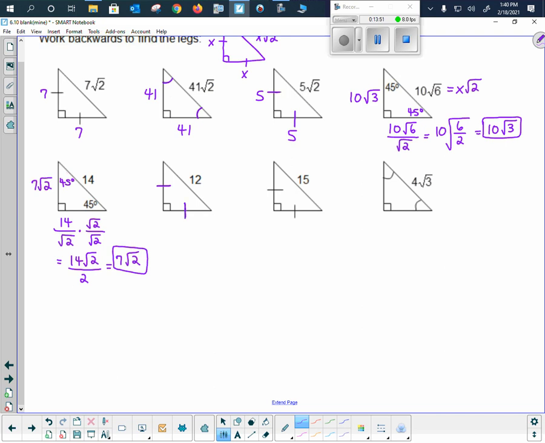Next one. Here's the reason it's 45, 45, 90. If you take the 12 and you divide by root 2, we have to rationalize by root 2 over root 2, because that's really 1. Multiply straight across, we would get 12 root 2 over 2, and finally reduce to get 6 root 2. This leg would also be 6 root 2.